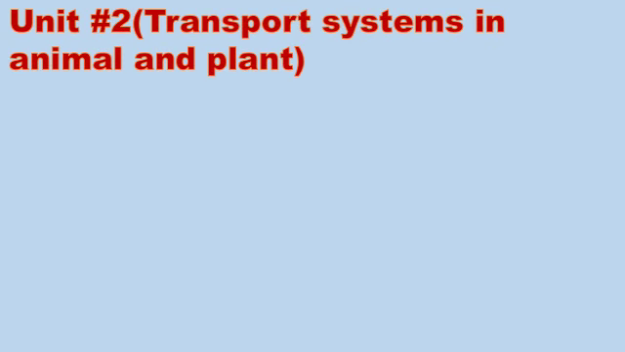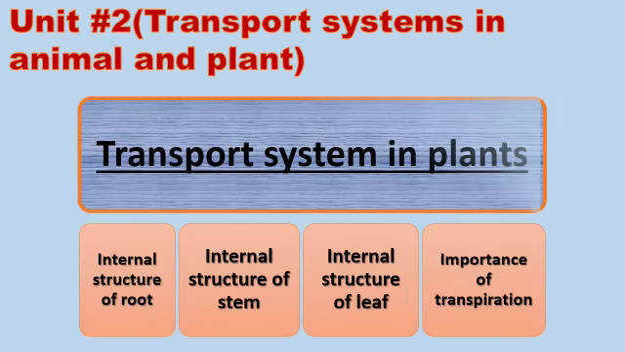Unit number 2, transport systems in animals and plants. In this unit, we have also discussed the transport system in plants. In this system, we have learned about the internal structure of root, internal structure of stem, internal structure of leaf, and importance of transpiration.